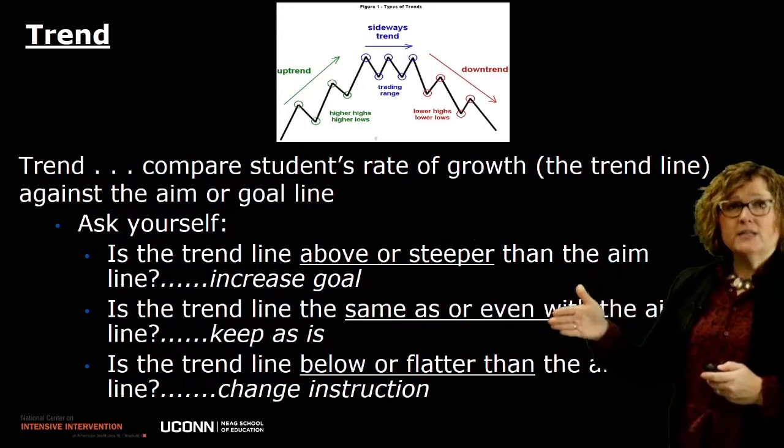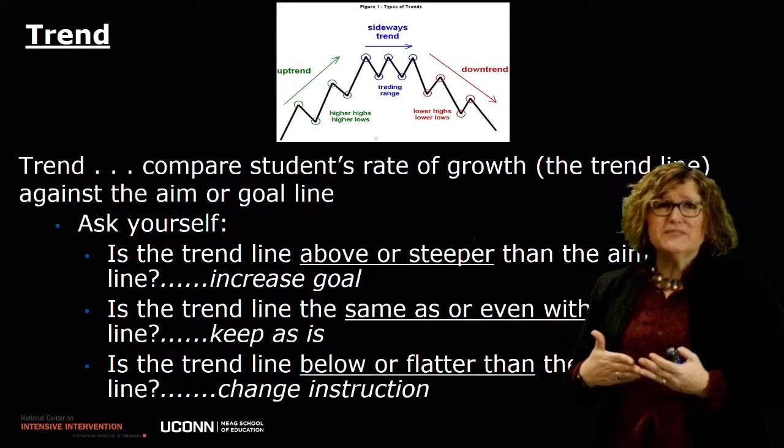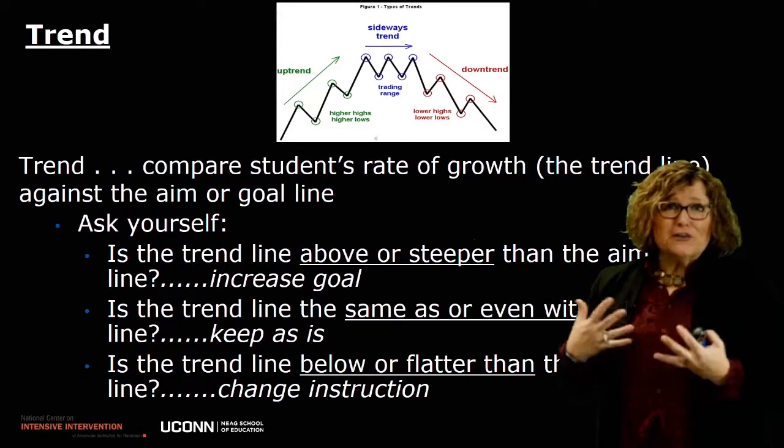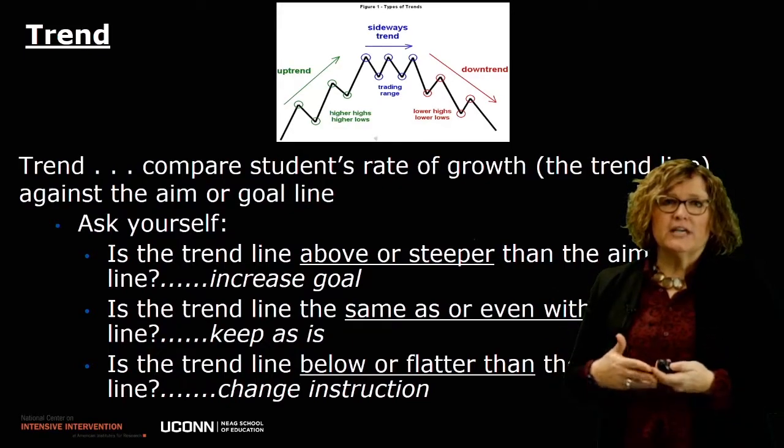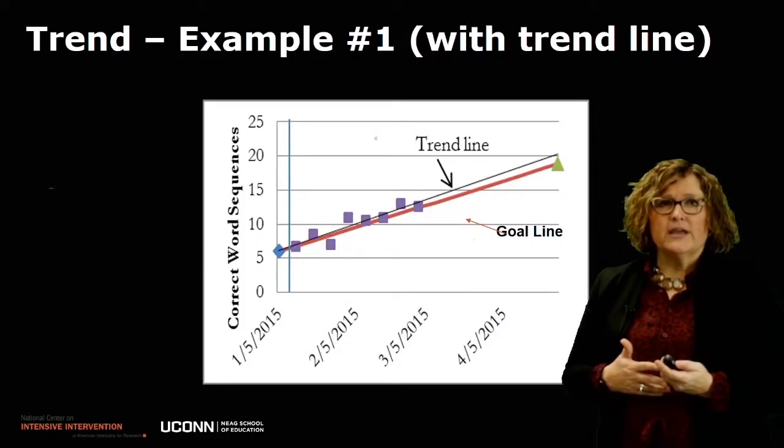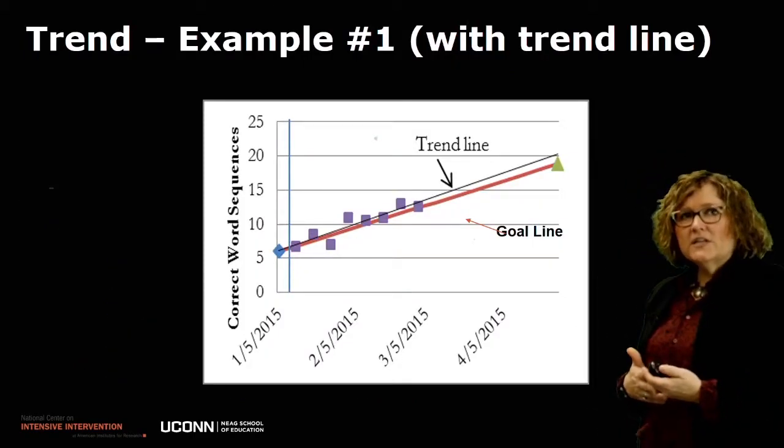Remember, trend is like the line of best fit. Trend is our line of slope, okay? So you're going to calculate that trend line and compare that to your goal or aim line, okay? So let's look at an example.